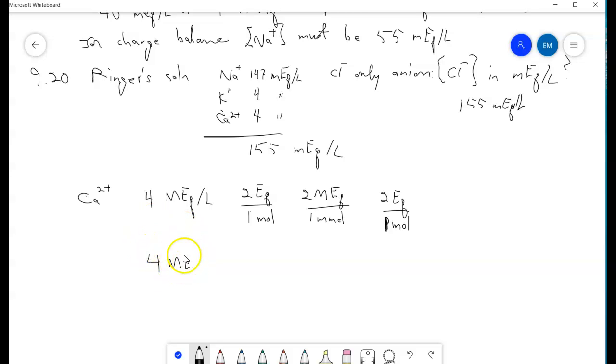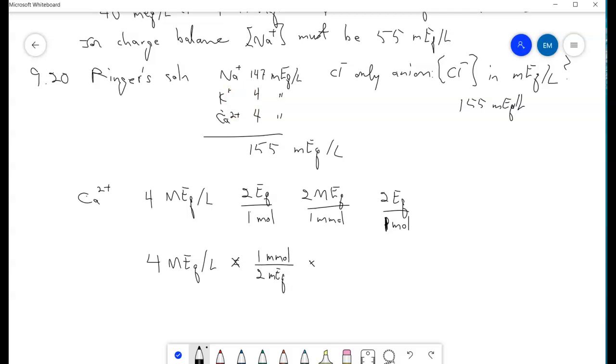Okay, 4 milliequivalents per liter is going to equal... Let's go to milliequivalents per liter first. We can always convert to moles per liter. You've got 4 milliequivalents per liter. You have 1 millimole per 2 milliequivalents. Okay, and that's going to give you, so you're going to get that, and you multiply that.